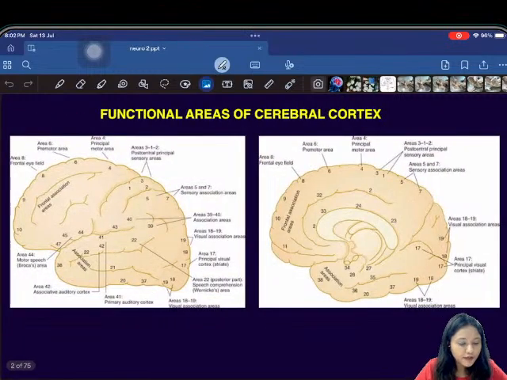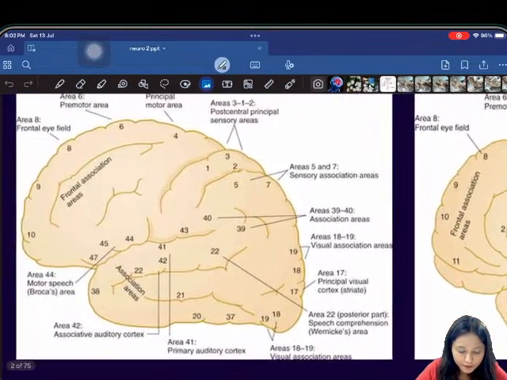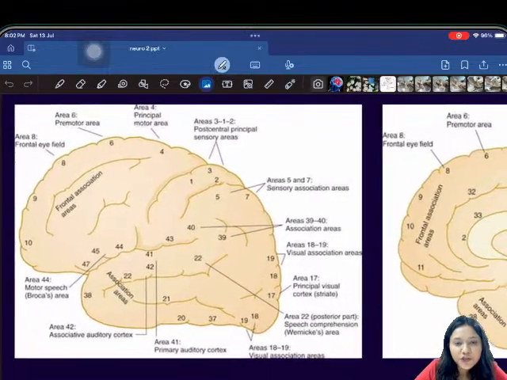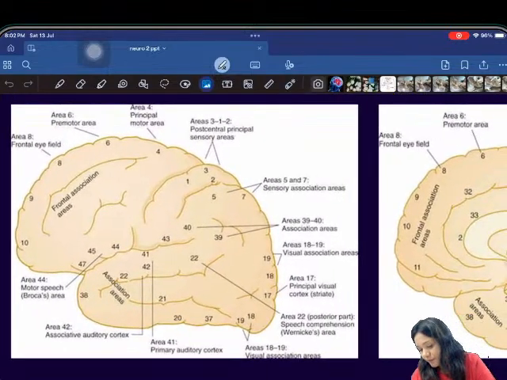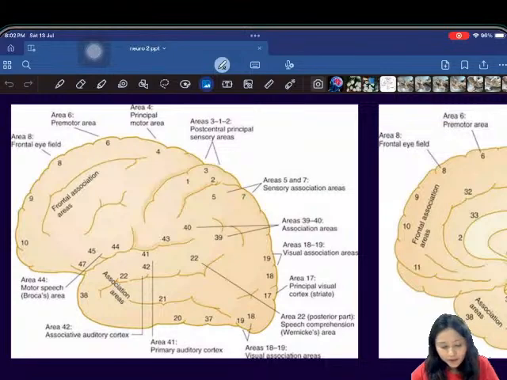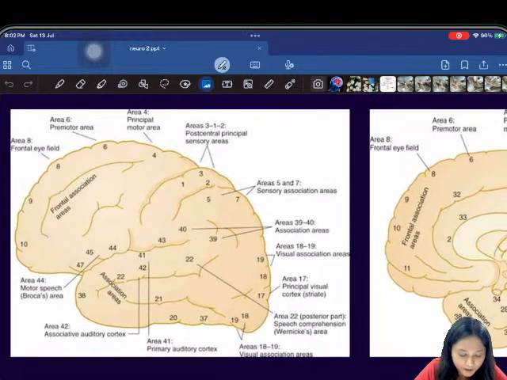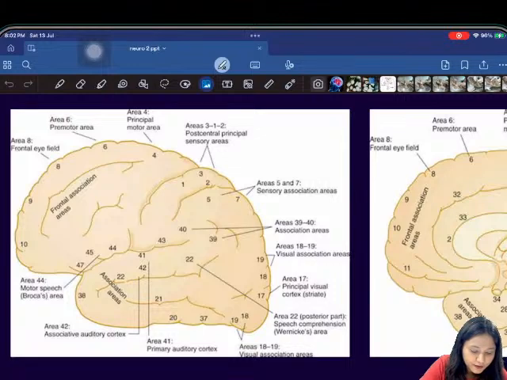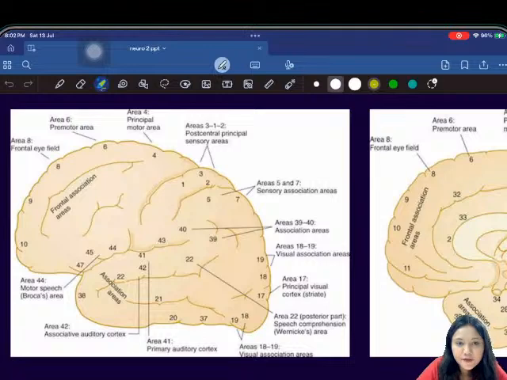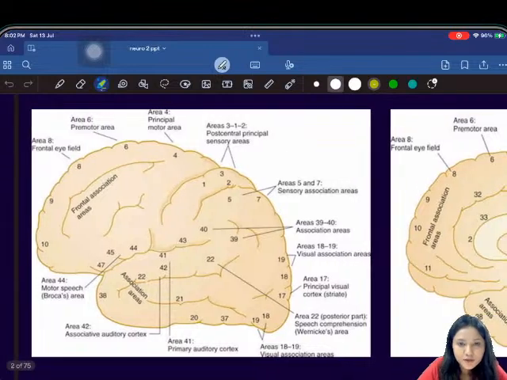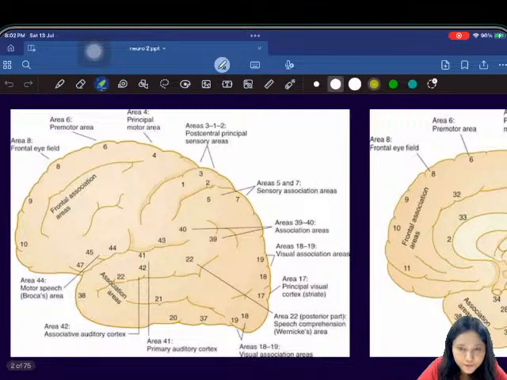So the functional areas of the brain have a very broad classification, that is the Brodmann's classification. It has divided the areas and numbered the different parts. So we are going to study the functional areas according to the sulci and the gyri present, and according to the lobes. In the frontal lobe, what are the functional areas? In the temporal lobe, what are the functional areas? We are going to study in that way.